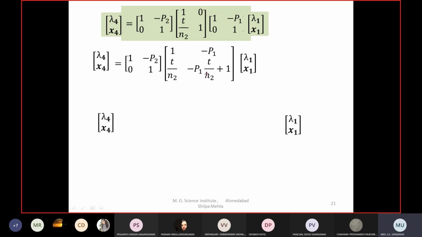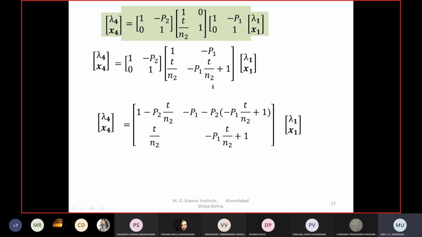First row, second column. First element minus P1 is multiplied with 1, while second element minus P2 is multiplied with 1 minus T P1 upon N2. The second row, first column, 0 plus T upon N2, and second row, second column, that is 1 minus T P1 upon N2, and ultimately we get this equation. So this is our equation.